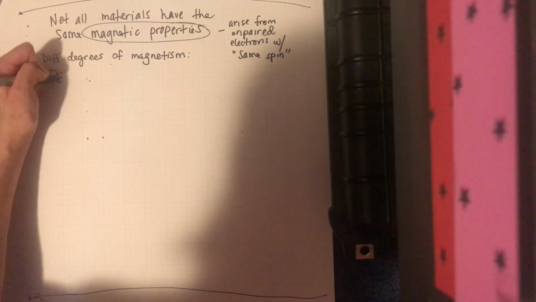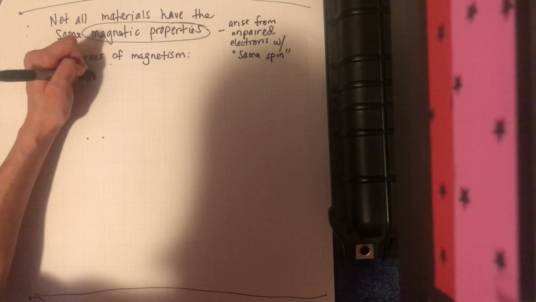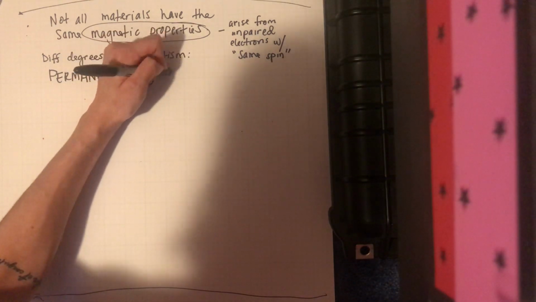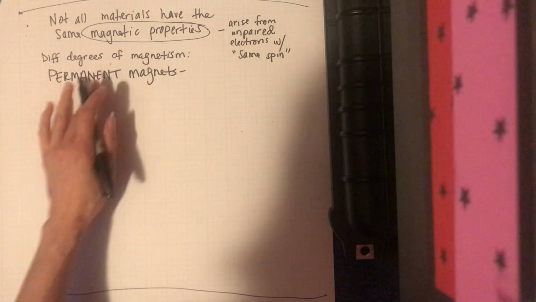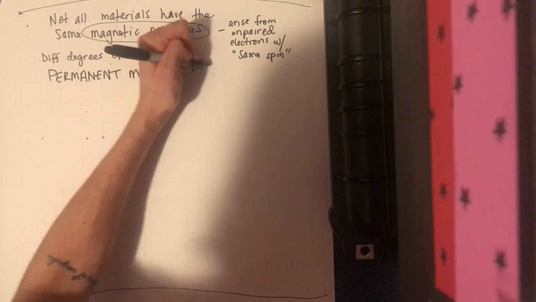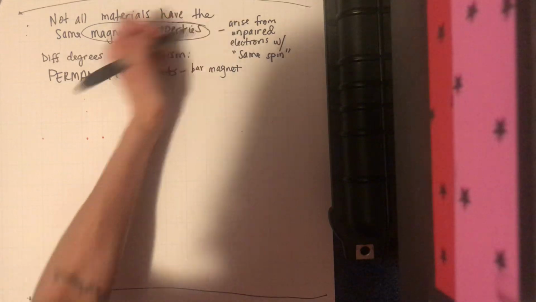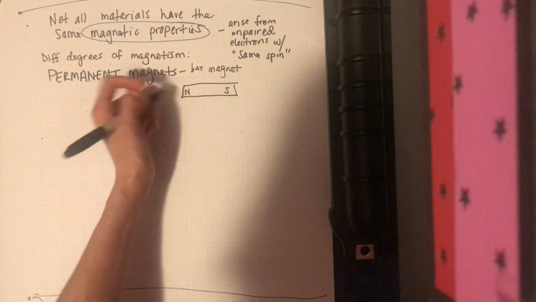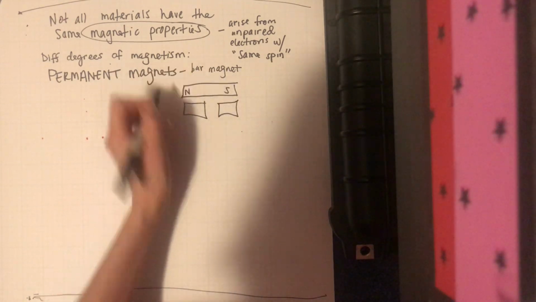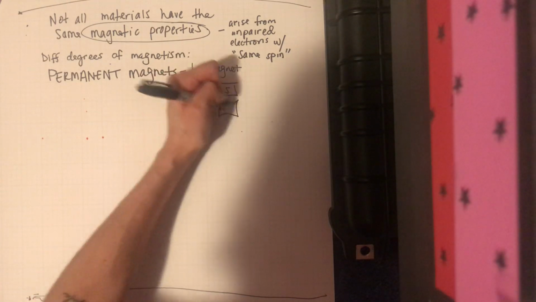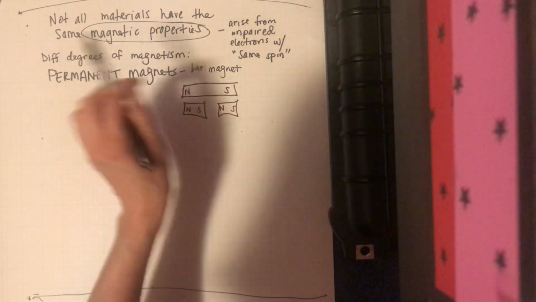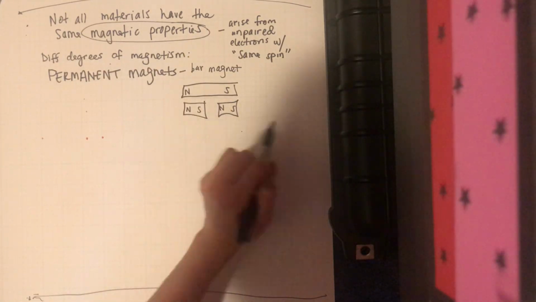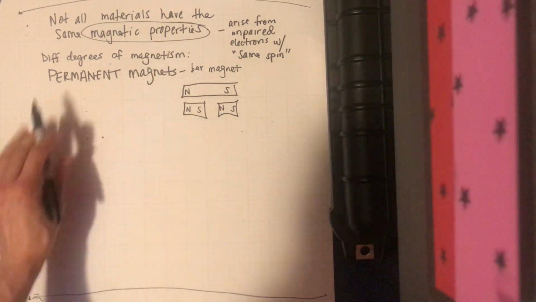You have permanent magnets, and these are the kinds that you're probably most familiar with. A bar magnet, for example, which, as we said before, has a north pole and a south pole. When you break this in half, each of these halves will still have a north and a south pole, and that's because of this uniform spin or uniform directionality. That polarity will be retained when you break a magnet in half.